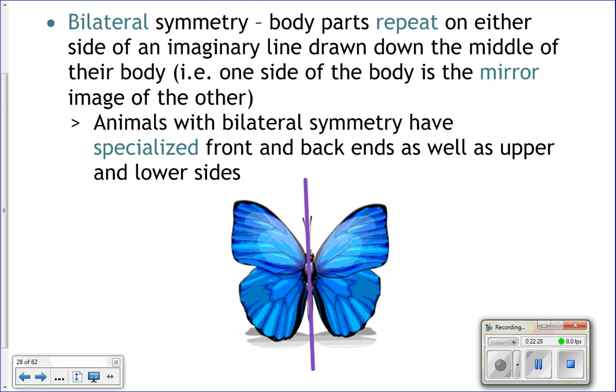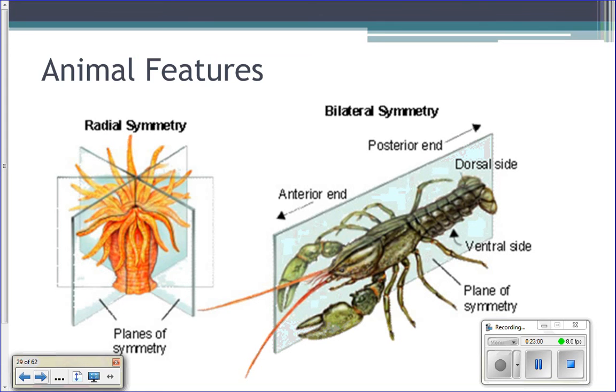Animals that have bilateral symmetry tend to have specialized sense organs in one part of their body, and there's only one way to divide their body in half to get mirror images. And they have specialized front and back ends, and then upper and lower sides, or right and left sides. So here's your butterfly. It's got bilateral symmetry. If you divided it this way, it would not be mirror images. Two more pictures to help you see it, and I think those are in your notes, right?